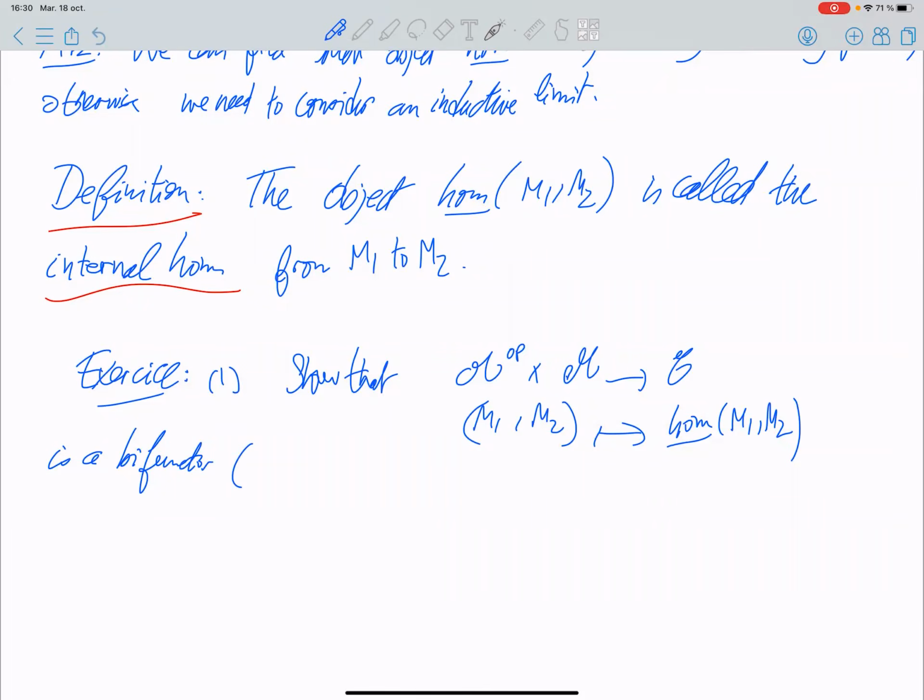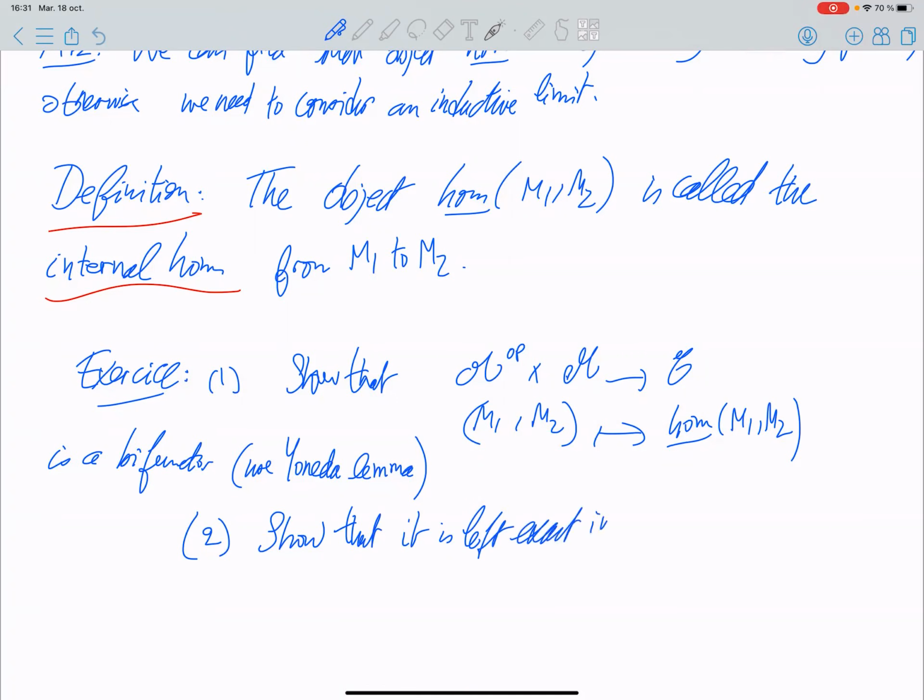Use the Yoneda lemma. So the book says that by Yoneda lemma, this is a bifunctor. So I put this as an exercise. Use the Yoneda lemma to prove that this is a bifunctor. And second point, show that this bifunctor is left exact in both variables.